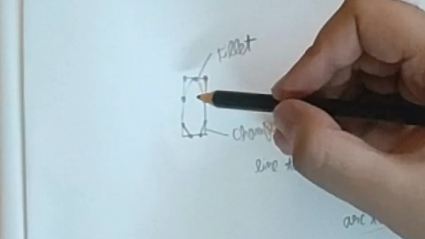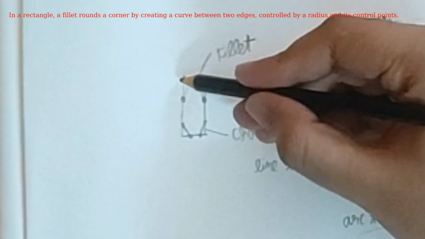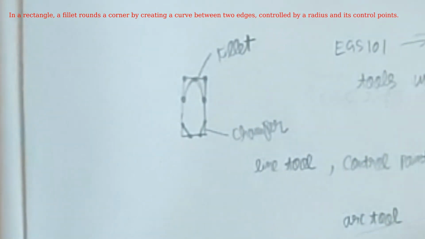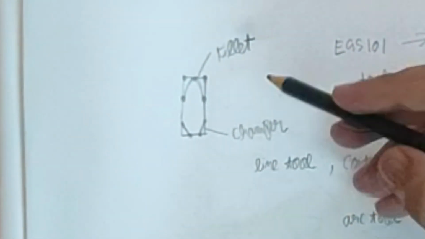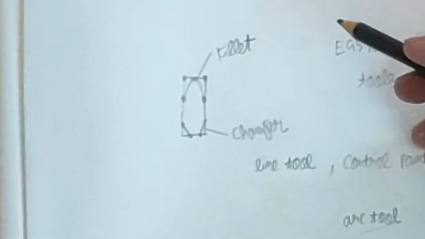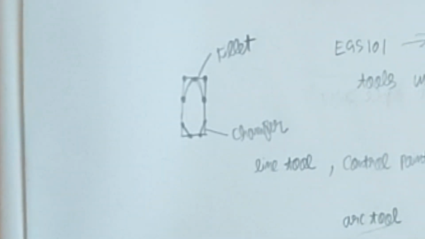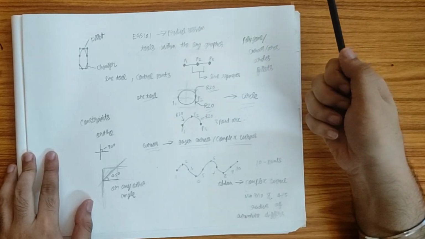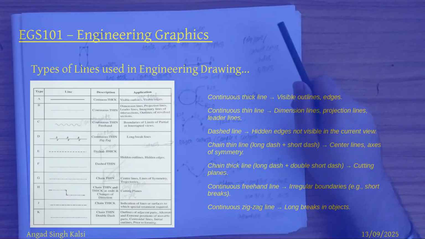And in fillet, basically in the rectangular element we are creating curves. So this is about the chamfer and the fillet. This is the difference, and all these things are applied in engineering graphics for creating part drawings. Now we will move on to the computer for more explanation on other topics.